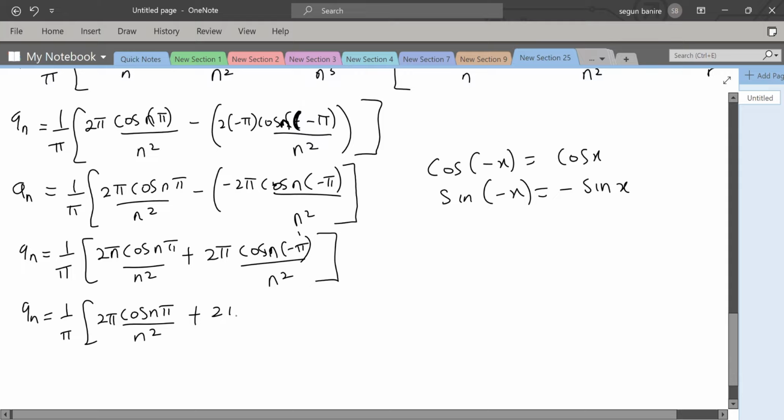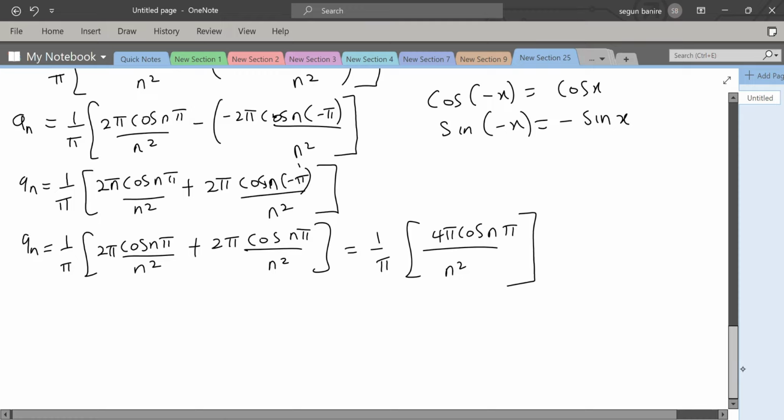It will now be 2 pi, so it's a cos now. So this will now be cos n pi over n squared. So what do you observe? You will discover that the terms inside the bracket are now the same. You can now do summation. You can now add the numerators. The denominators are the same. So if you add the numerators, you just get 4 pi cos n pi.